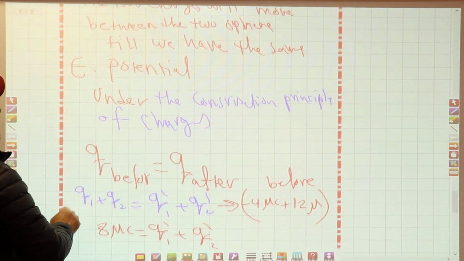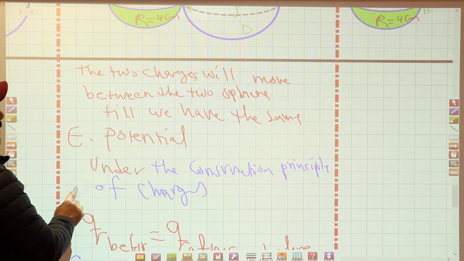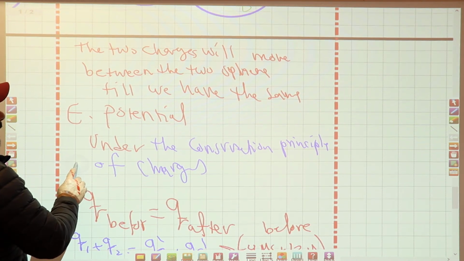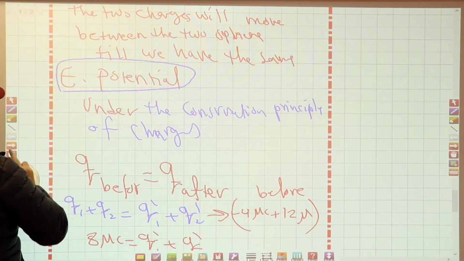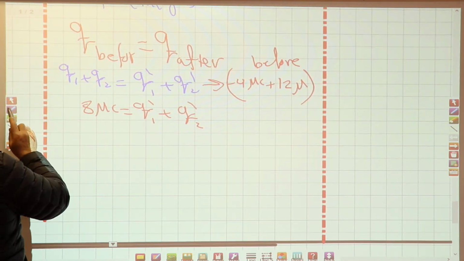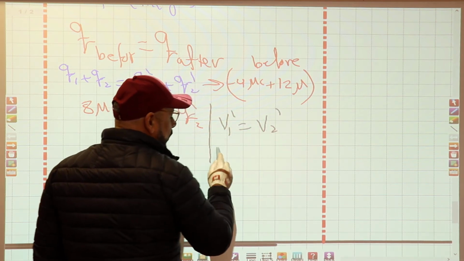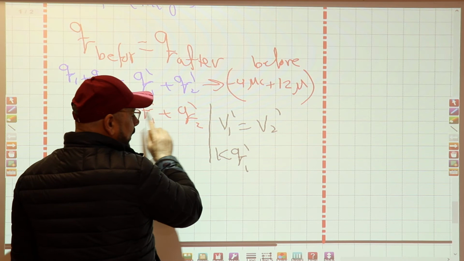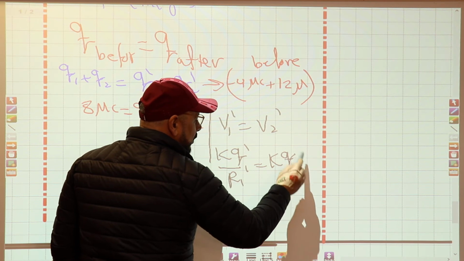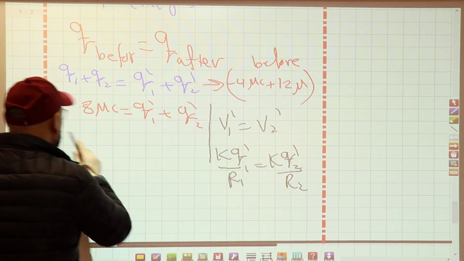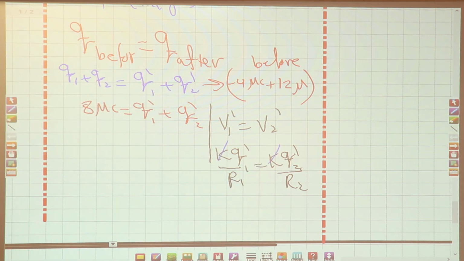What's the other condition? We said we have two conditions, right? The charge will move between the spheres till they have the same electric potential. Same electric what? Electric potential. Let us see how this is going to help us to find the two charges. Which means V1 prime equals V2 prime. What's V1? kQ1 prime over R1, and kQ2 prime over R2. Watch here. What happened with the two k's? k cancels with k.